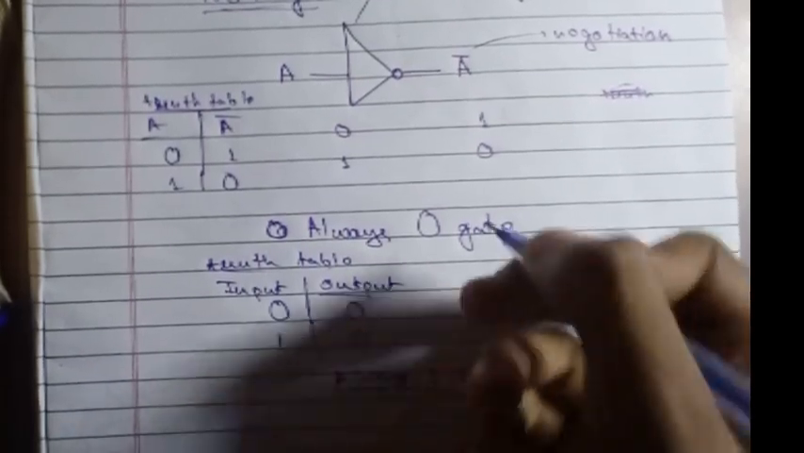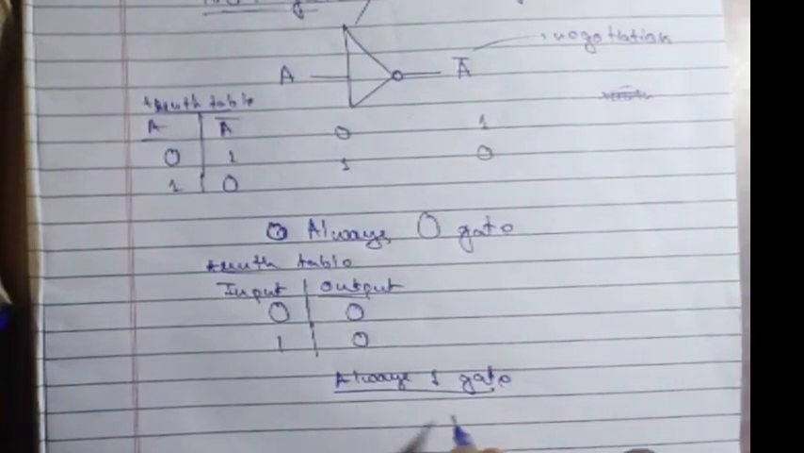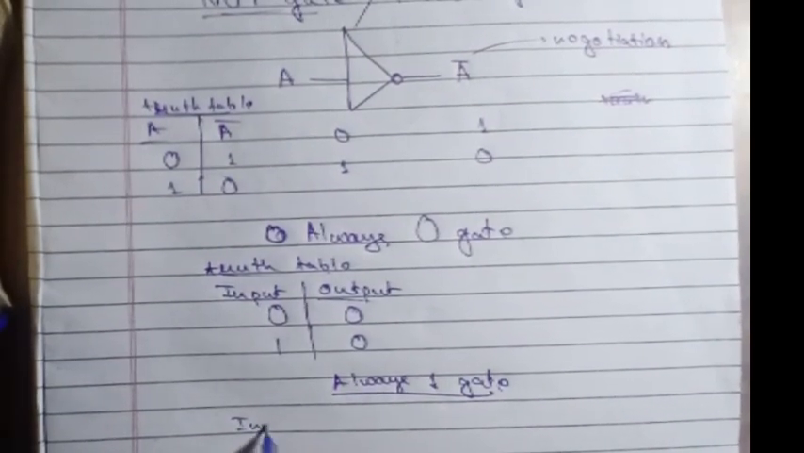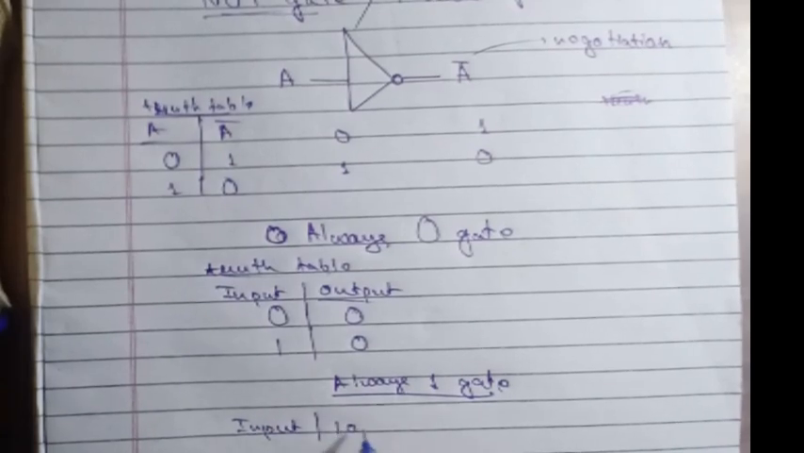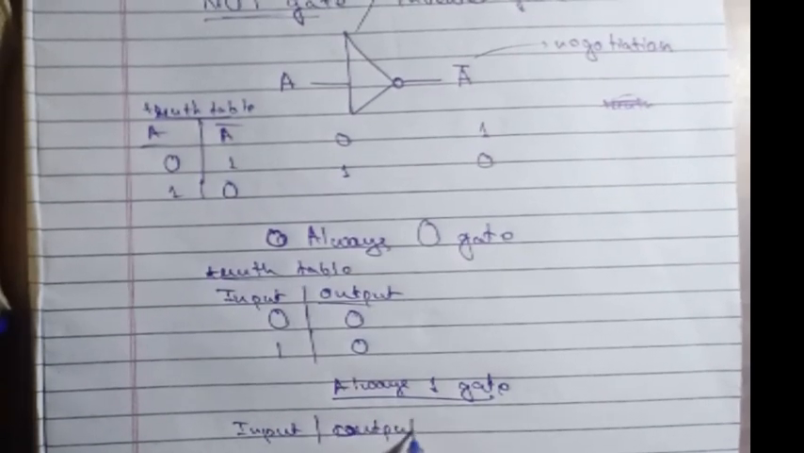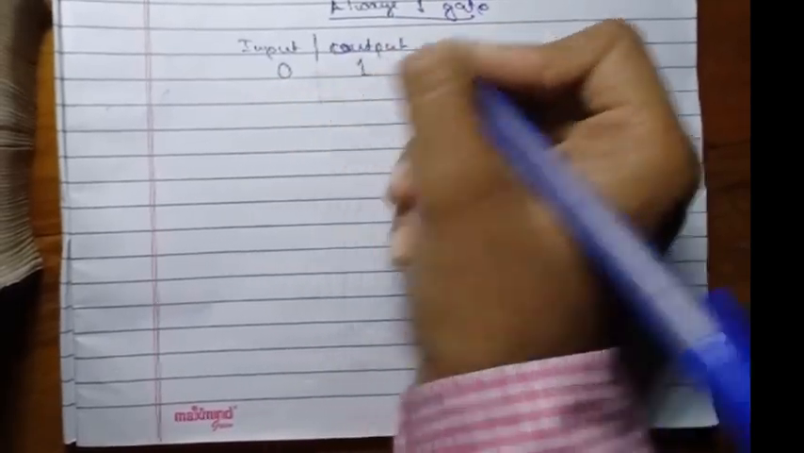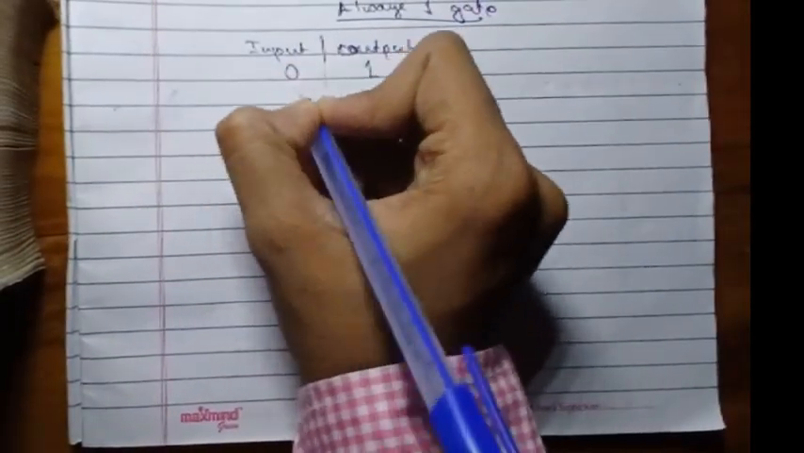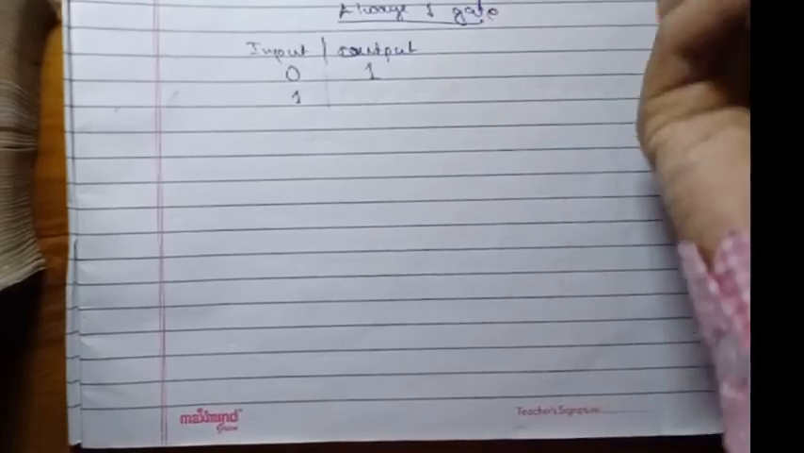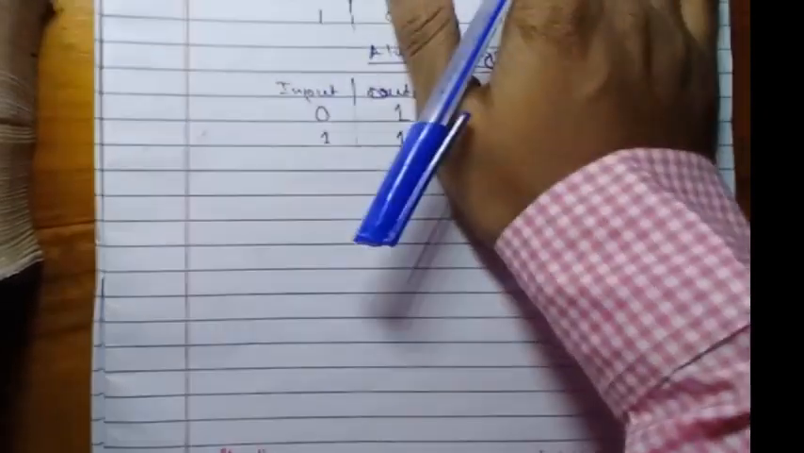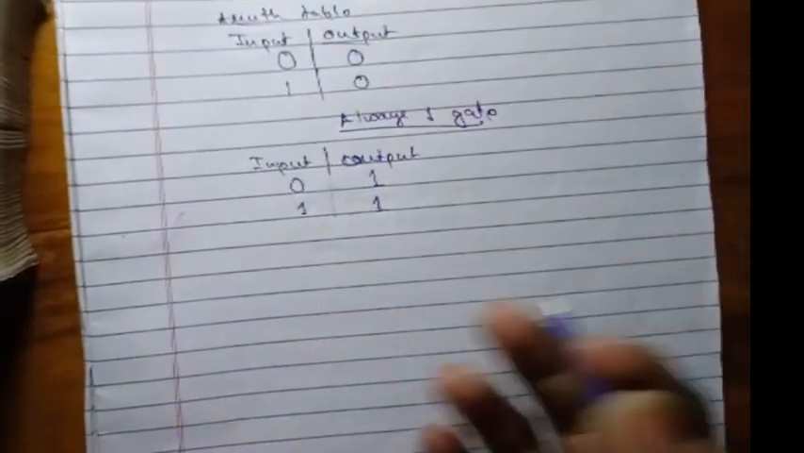It is similar to the always 0 gate. It will return only 1 as output. So for input, if we take here 0, it will return 1, as it is the always 1 gate. If I take 1 here, then it will also give 1. So these are the four possible single bit logic gates.